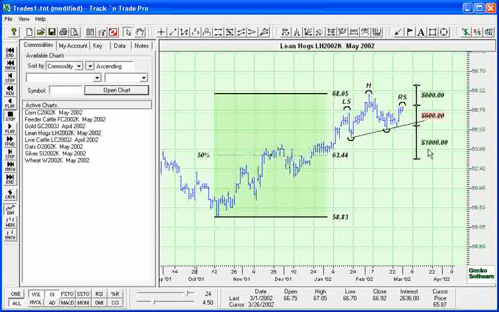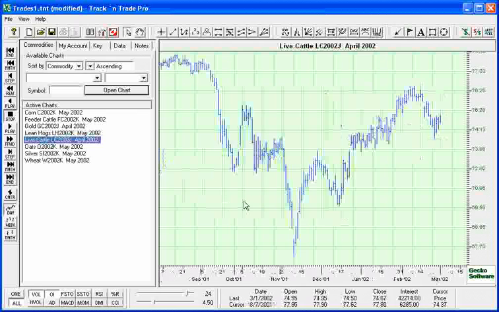A lot of people will tell you they want that to be twice, so you'd have to look at a $1,200 risk for $1,000 profit. We're close. We're there. We're in the ballpark. So let's take a look at that one. Let's go on to live cattle.